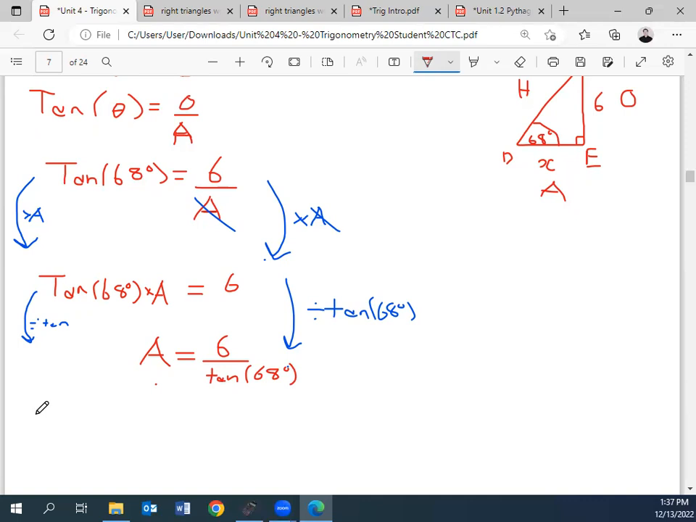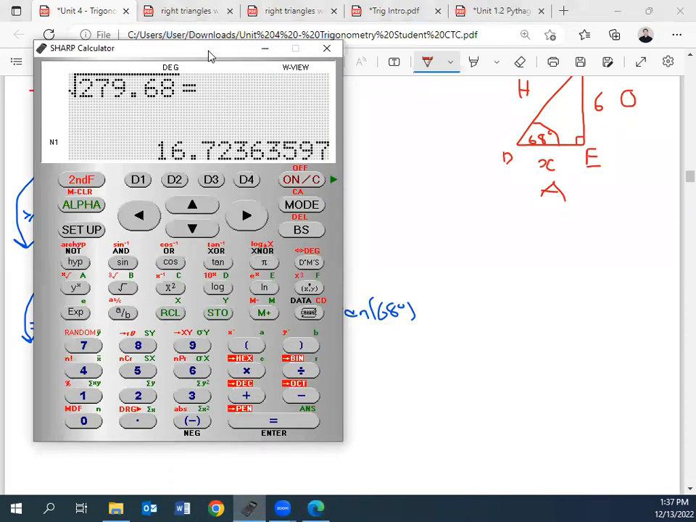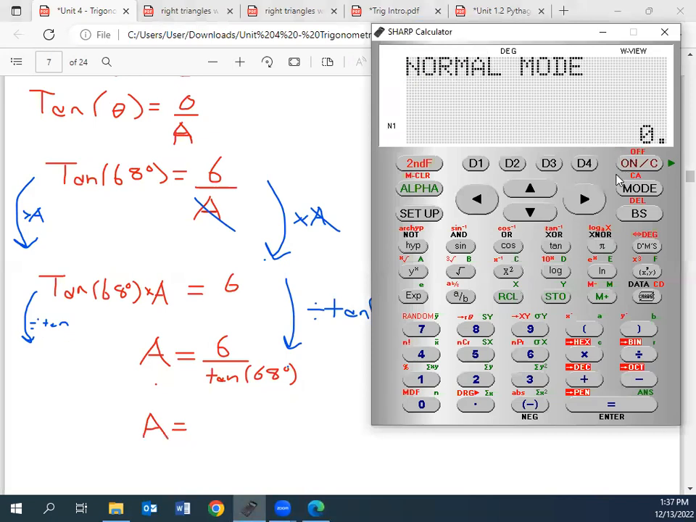So here's where the calculators get a little bit stupid, is one way to put it. So first off, I've figured out what I have, A equals something, right? I have met my goal. I just now need to turn this into a number that makes sense. So A is going to be equal to my answer. So now I need to use my calculator. So fraction 6 by tangent of 68.